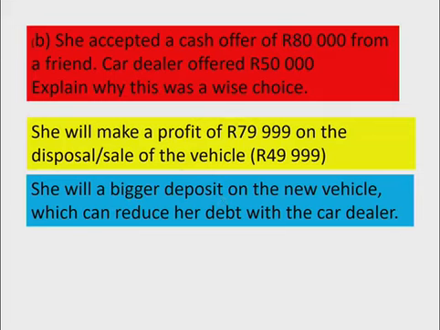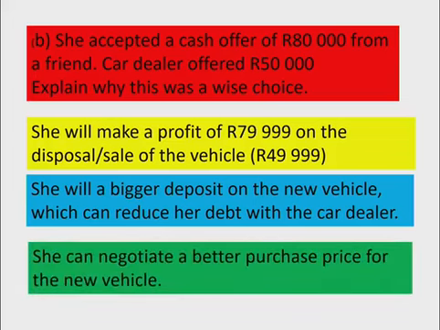Okay. Then, because she has 80,000 instead of 50,000, she can now negotiate a better purchase price on the new vehicle. Because instead of giving 50,000, she's now got a bargaining power of 80,000. So obviously she can try and reduce the cost price of the new vehicle that she's going to buy. Okay? So those are just some of the reasons why she's going to accept the 80,000 instead of the 50,000.